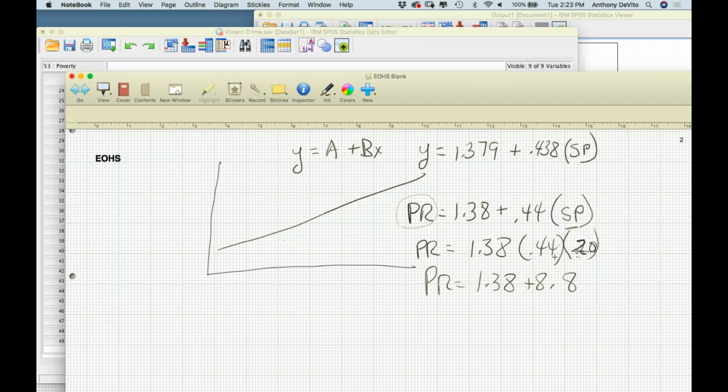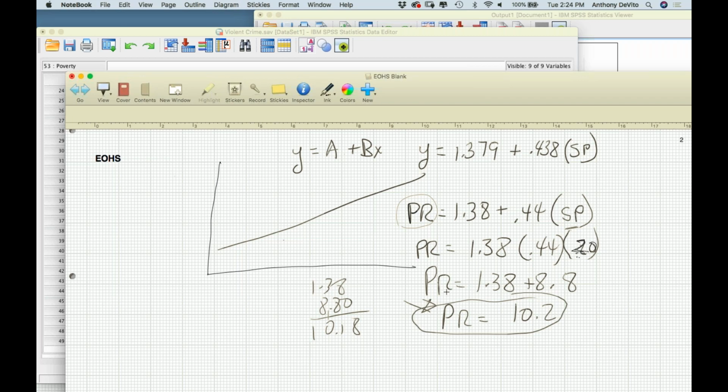2 times that is 88.88. That's right, 0.88. So the poverty rate in Puerto Rico, we estimate it to be 10.2. That is what we predict the poverty rate to be. Okay. How good an estimate is that?